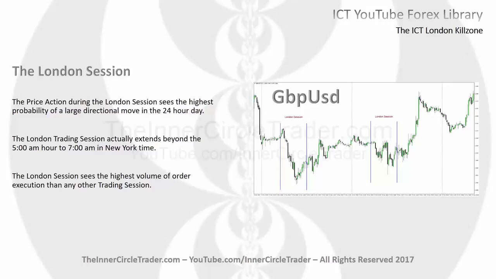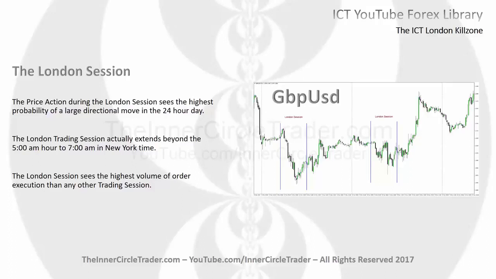But the price action during the London session sees the highest probability of a large directional move in the 24-hour day. So what does that mean? If we were to look at the entire 24-hour market and pick a beginning point and followed it around the entire world, and where it began, it'll end. So we have 24 hours of time. If we were to measure the volume, or how much action, in layman's terms, the most bang for your buck is going to be in the London Open.